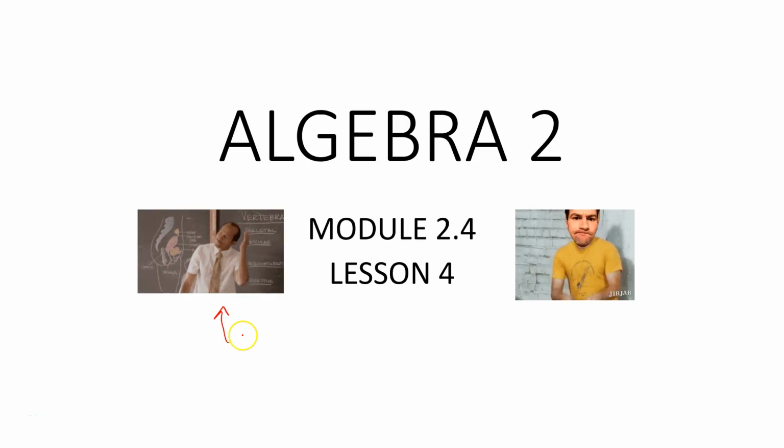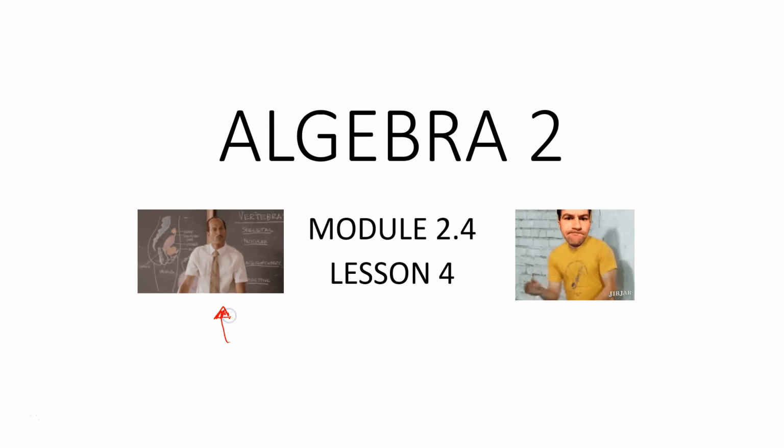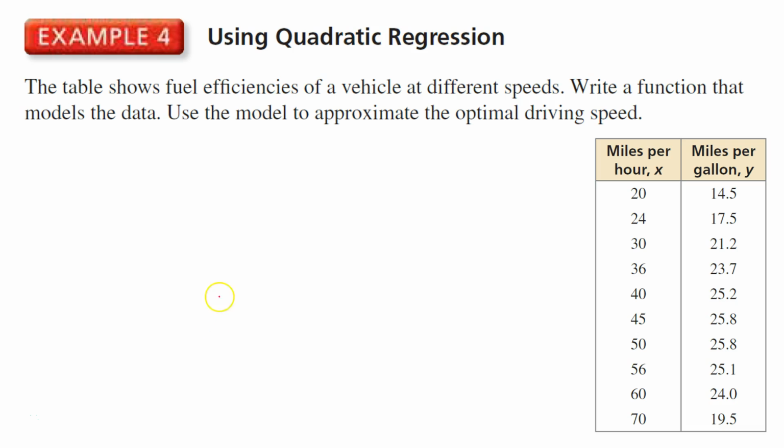You're going to thank me at the end of this lesson because this is awesome. I'm going to show you the easy way to find the equation of a parabola using quadratic regression. So this table shows fuel efficiencies of vehicles at different speeds. Let's write a function that models the data, and then we'll use that model to approximate the optimal driving speed.